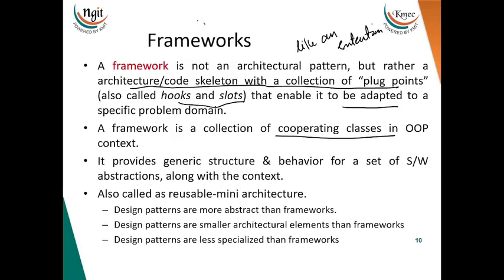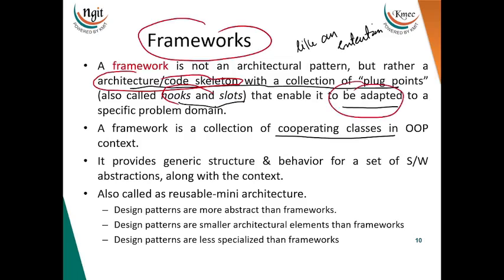Now we come to the other part, which is called framework. A framework is not an architectural pattern but rather architecture code or skeleton, which is nothing but hooks and slots, plug-in extensions. It's just like if you need anything, you plug in, do the part and take it out, like an adapter. Framework: if you want something done, you just need to adopt it. The framework is nothing but a collection of cooperative classes. Correct? It provides a generic structure and behavior of software, abstract along with the content. It is also a reusable mini architecture.